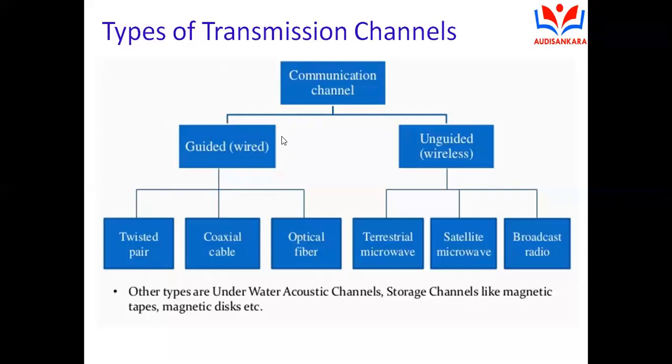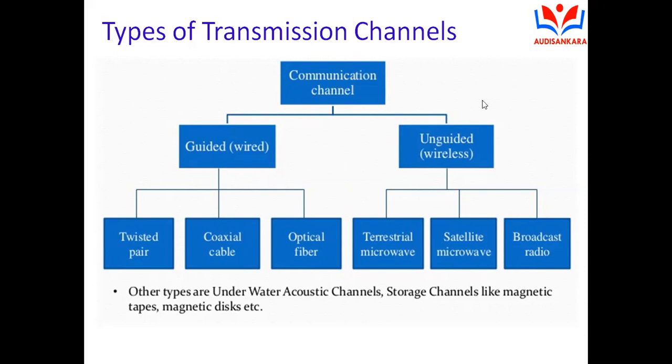This guided transmission media may be considered based upon the material used, such as a twisted pair wire, a coaxial cable, or an optical fiber cable. Such types of materials are connected between the transmitter and receiver in guided transmission media at the time of propagating the information from the transmitter to receiver.